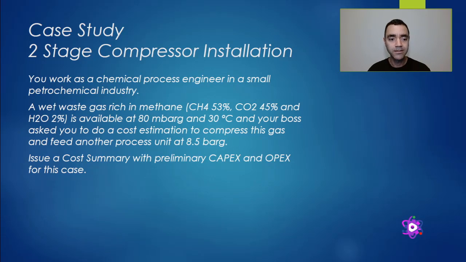So a wet waste gas rich in methane is available at a defined pressure and temperature, and your boss asked you to do a cost estimation to compress this gas and deliver it at a defined pressure. So you need to issue a cost summary with preliminary capex and also opex for this case.